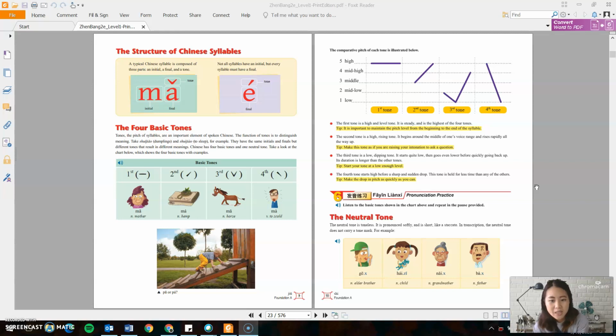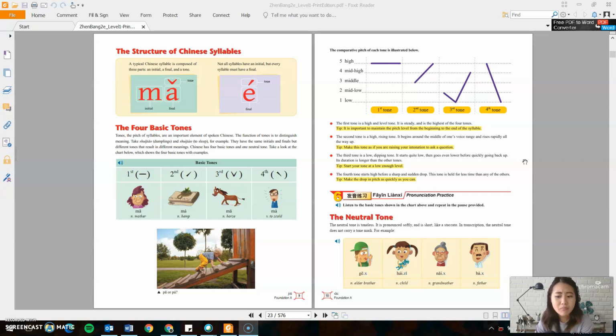The second tone is a high rising tone. It begins around the middle of one's voice range and rises rapidly all the way up. So you make this tone as if you're raising your intonation to ask a question. Ma. The third tone is a low dipping tone. It starts quite low, then goes even lower before quickly going back up. Its duration is longer than the other tones. Start your tone at a low enough level.